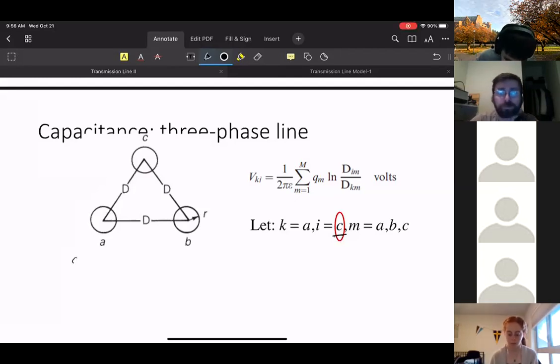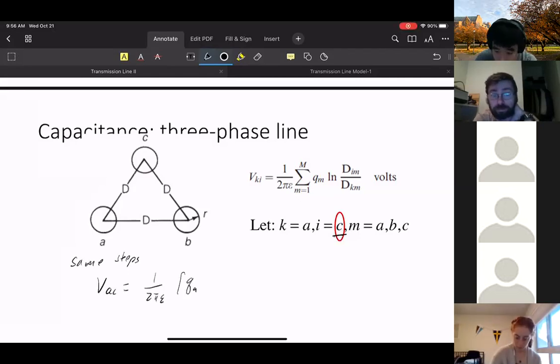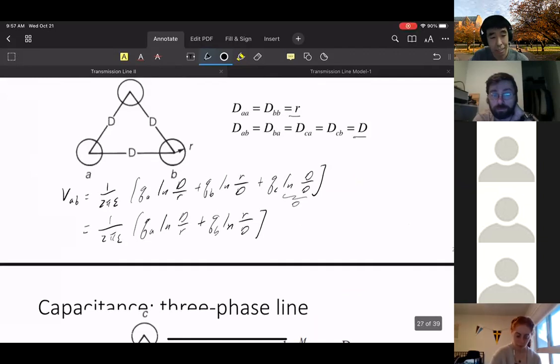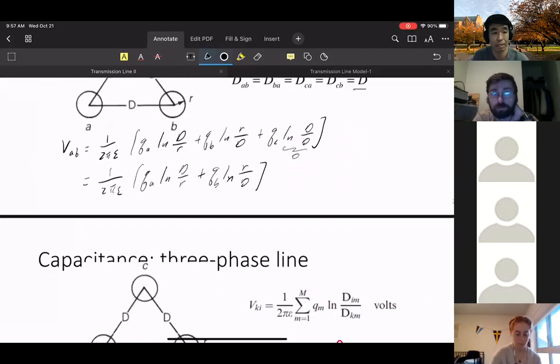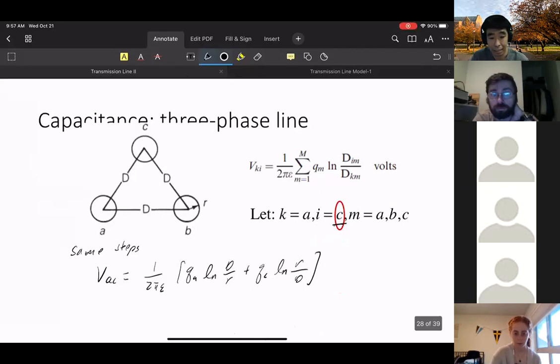These are the exact same steps as before, where you swap out B and C. So this calculation is exactly the same. Wherever you see B, you put in C. At the end of the day, we have VAC equals 1 over 2 pi epsilon, QA log D over R plus QC log R over D. Compare this equation to this equation. All the difference is the subscript. One has QB in it, one has QC, because everything else is exactly symmetrical.